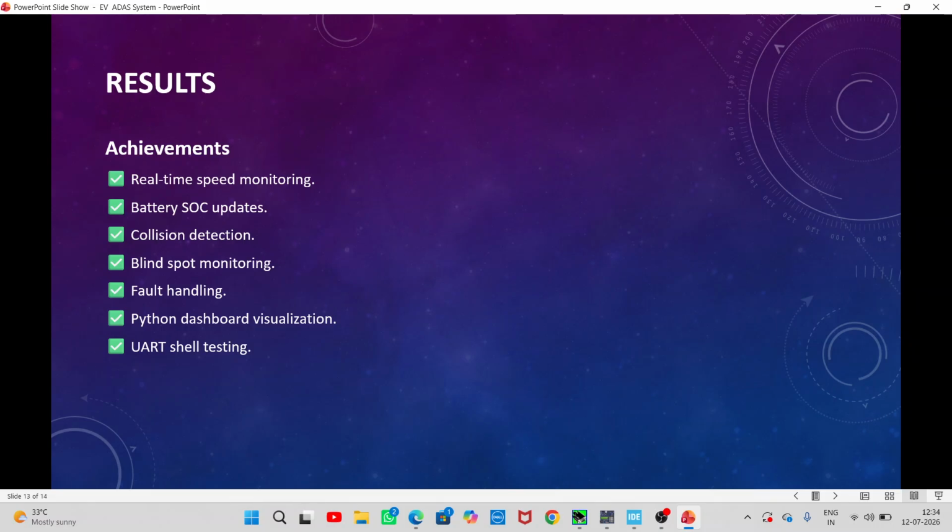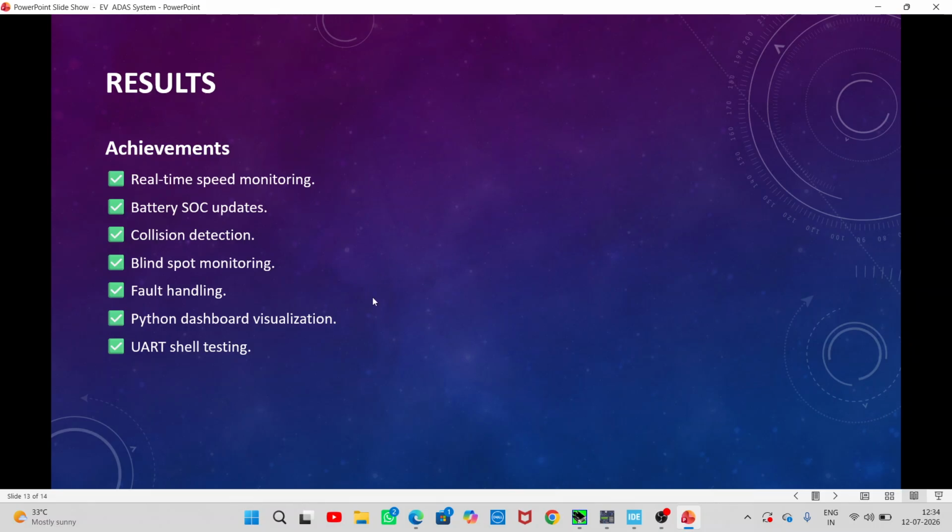Okay, this will be achieved, because the driver would find it difficult to monitor all the parameters at the same time. So that's why we include the dashboard with real-time speed monitoring. We monitor speed and SOC range at the same time using the Python dashboard. Then battery SOC updates, collision detection, blind spot monitoring, fault handling, Python dashboard visualization, and UART shell testing. These I achieved in my internship project.